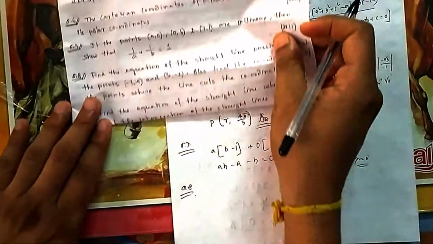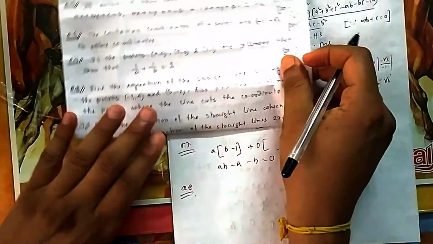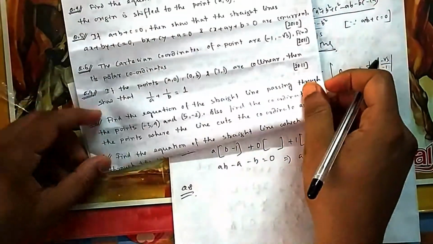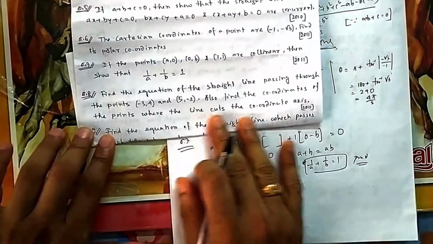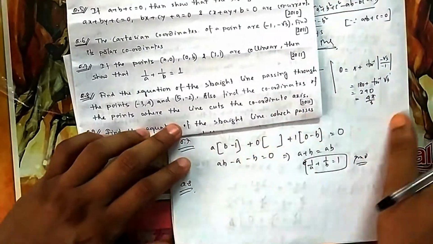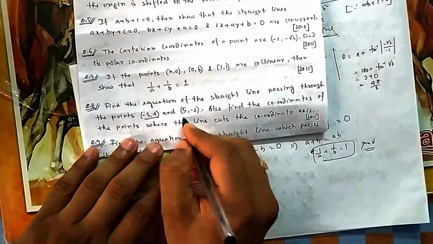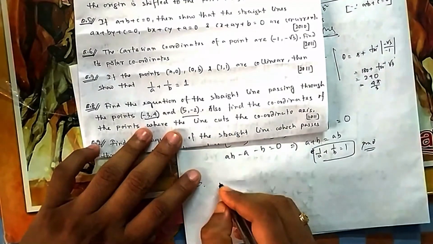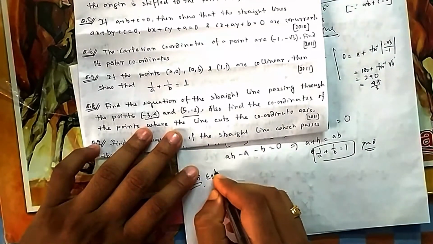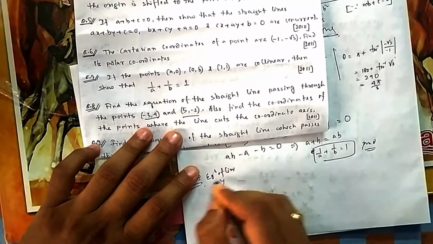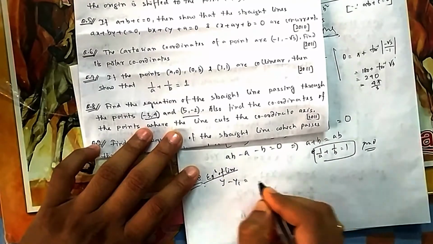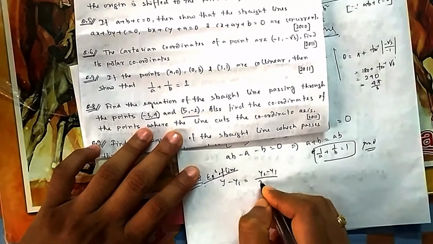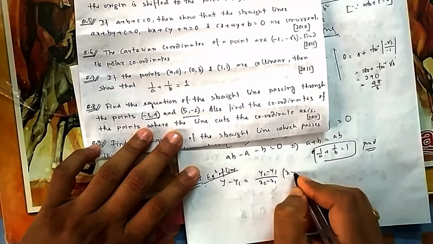Now if we come to question number 8: find the equation of the straight line passing through these points, and also find the coordinates of the point where the line cuts the x-axis. So what is given to you? Two points are given. If two points are given, what is the formula? You have to write the two-point formula for the equation of a line: y minus y1 is equal to (y2 minus y1) by (x2 minus x1) times (x minus x1).